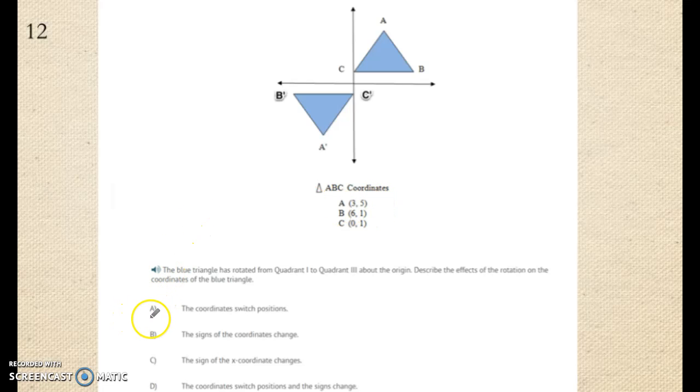So A says the coordinates switch positions. Y'all, that doesn't happen in a rotation. B, the signs of the coordinates change. I'm thinking that's probably the answer. C, the sign of the x-coordinate changes.